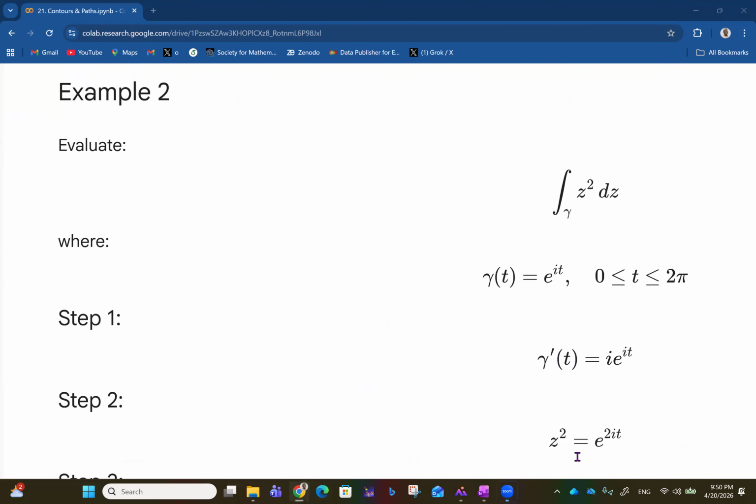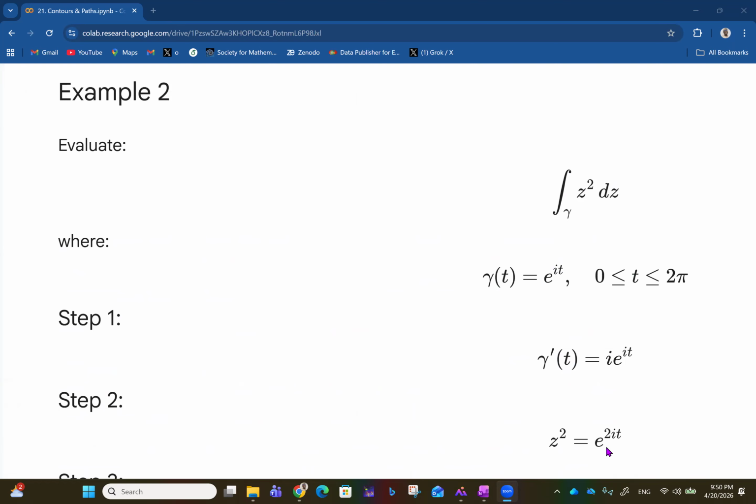So talking about example 2 then, we have to evaluate the integral of z squared dz along gamma, and gamma of t now is e raised to it. So this is talking about a unit circle. So we have gamma of t equals e raised to it, and t is from 0 to 2 pi. So when we differentiate, gamma prime of t, we get i e raised to it, because differentiating e raised to it with respect to t, you get i, then e raised to it remains.